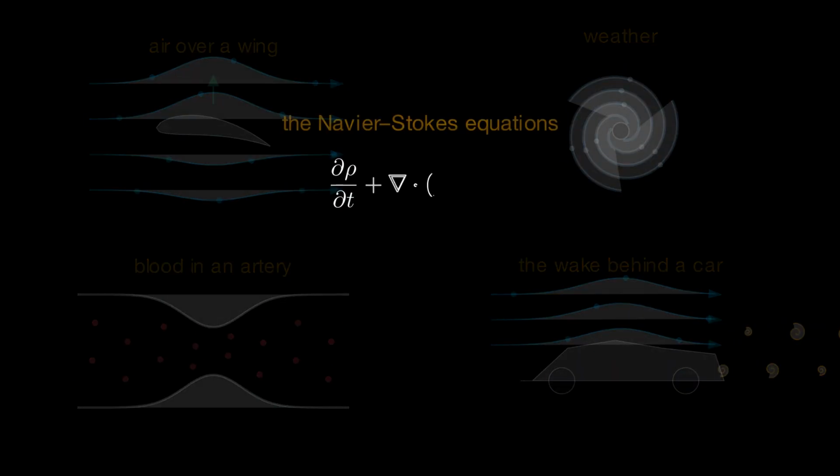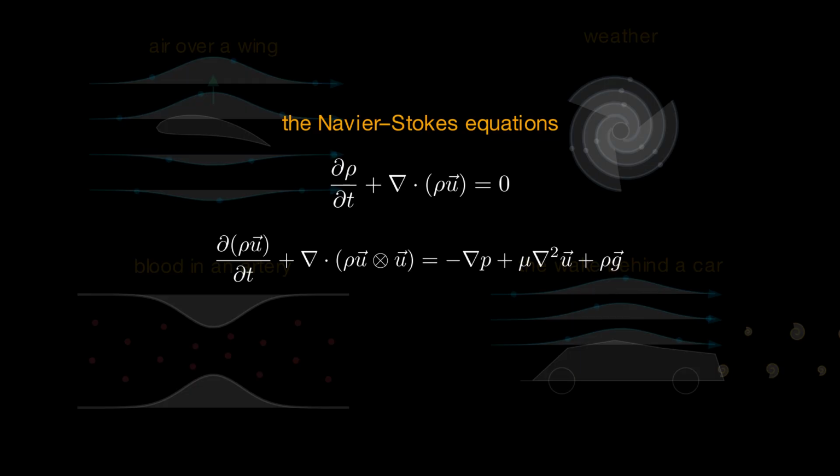Now, physics already gives us the exact rules for all of this. Bundle them together and they're called the Navier-Stokes equations. They govern every flow you just saw. There's just one problem. For almost any real shape, nobody can solve them by hand. There is no clean formula to plug your wing or your artery into.